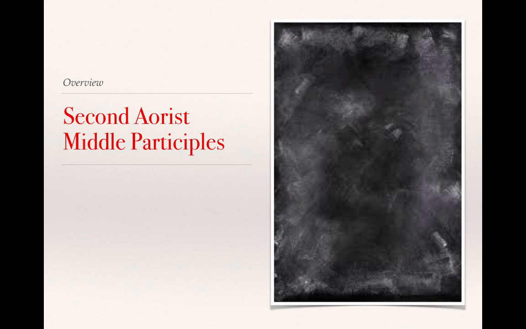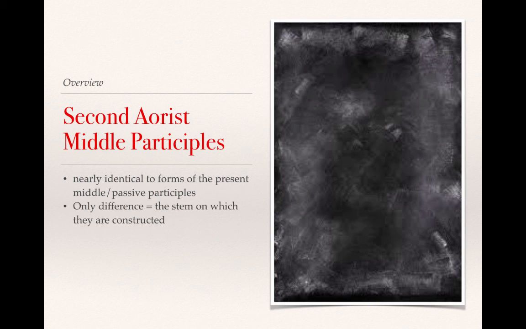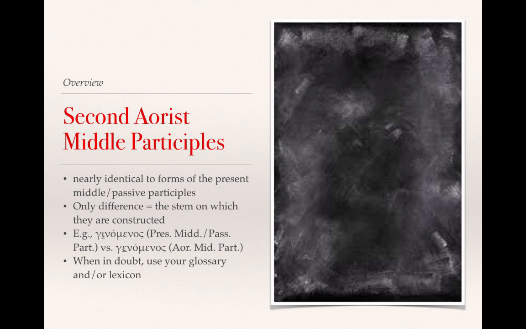Now, second aorist middle participles, unfortunately, are even a bit more tricky. They are nearly identical to forms of the present middle passive participle. The only difference is that the stem on which they are constructed is different. And so in some cases, this means there's only a difference in one letter. So, for example, genomenos with the iota there is a present middle passive participle, but genomenos is an aorist middle participle. And the only way to distinguish these two is that vowel right after the gamma. When in doubt, use your glossary and or a lexicon.